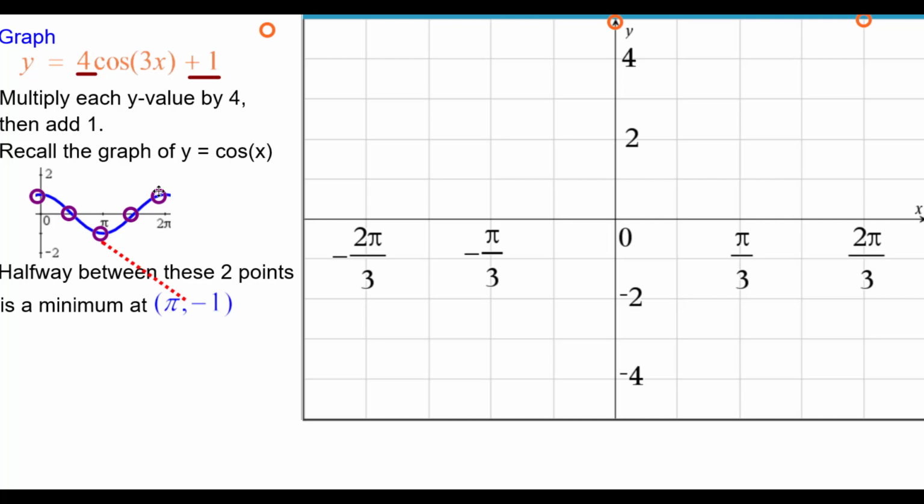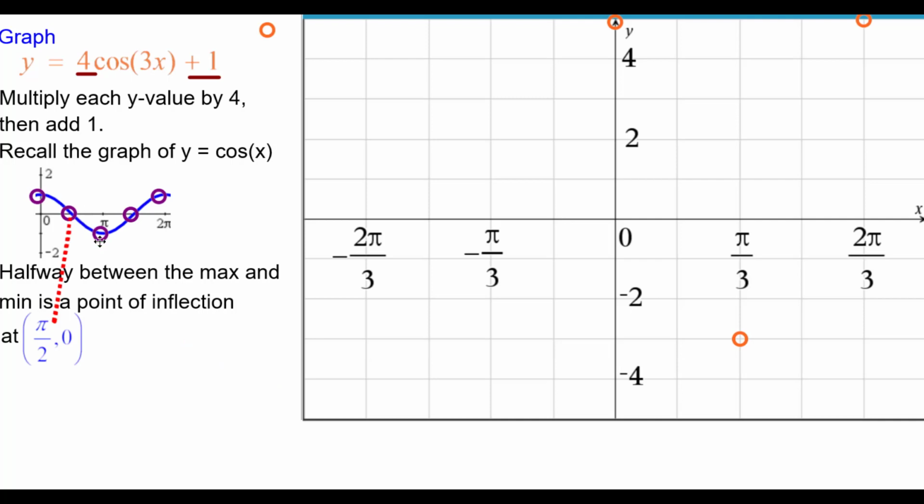Halfway between two maximum points on a cosine is a minimum, normally at pi, -1. Halfway between here is going to be at pi over 3, comma, whatever the y coordinate is. And we have to multiply that -1 by 4 and add 1. So -4 plus 1 is -3. So our coordinates are going to be pi over 3 down to -3.